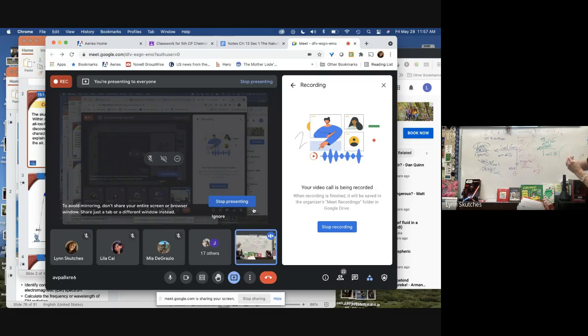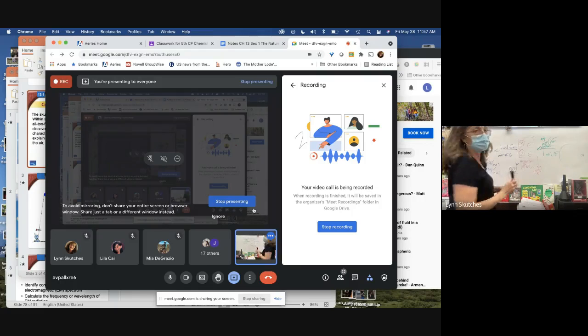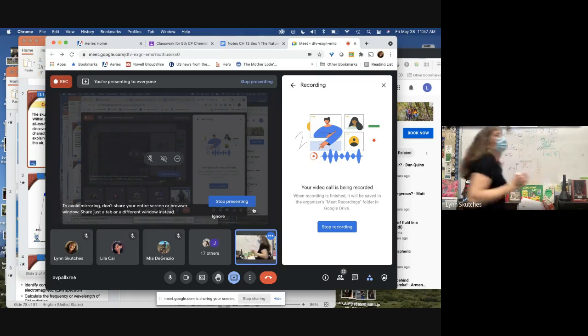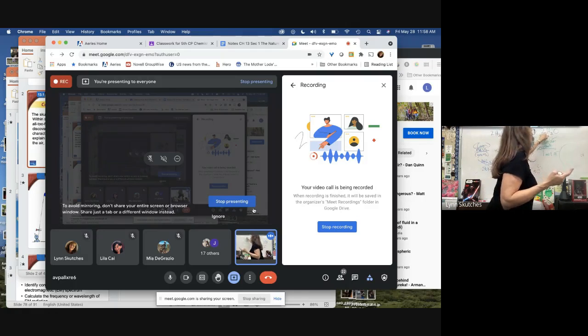So let's just do a real one really quick. Not all the way through. Here's one you should be familiar with. 2 hydrogens plus 1 oxygen makes 2 H2Os. So 2 hydrogen molecules means 4 hydrogen atoms. 1 oxygen molecule, 2 oxygen atoms. 2 times 2 is 4. 2 times 1 is 2.